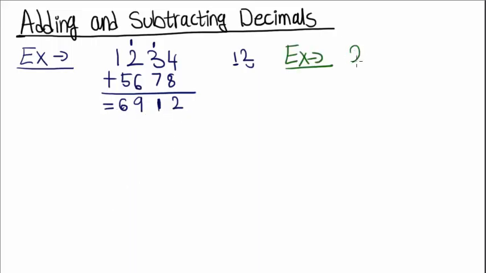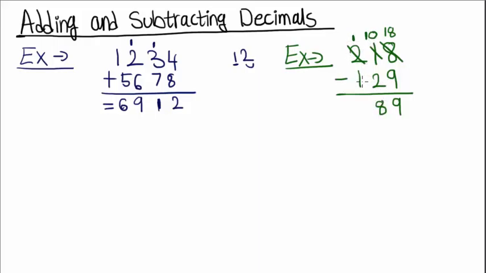Let's say I have something such as 218 minus 129. In this case, since 8 minus 9 will give me a negative number, I need to add 10 over here to give me 18. Take 1 away from the 1 to give me a 0. And then I have 18 minus 9 to give me a 9. 0 minus 2 will give me a negative number, so I need to add 10 to it to give me a 10. Take 1 away from the 2 to give me a 1. And now I have 10 minus 2 to give me an 8. And 1 minus 1 to give me a 0. So my answer to 218 minus 129 is equal to 89.